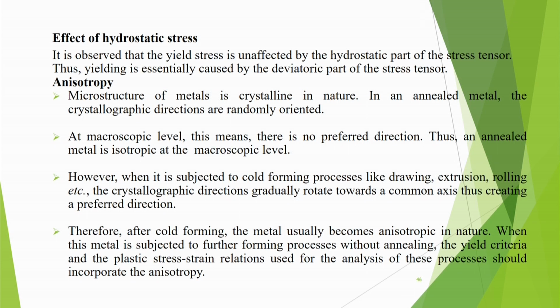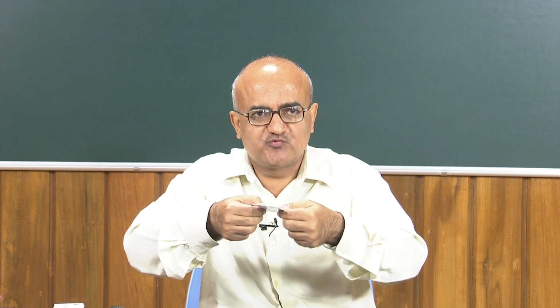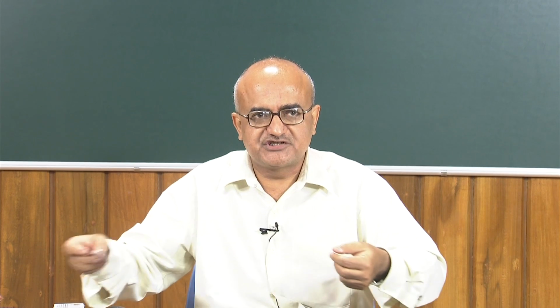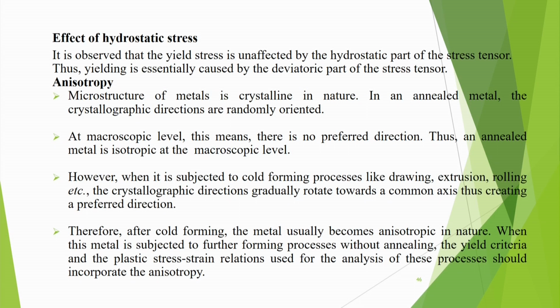Now another phenomenon is anisotropy. If the properties of a material are the same in all directions, then the material is called isotropic material. In isotropic material, properties are the same in all directions. That means if you pull it in this direction or in this direction, the behavior will be the same. It will fracture at the same point load also, but otherwise the materials may be anisotropic also. At the microscopic level, isotropy means there is no preferred direction. Generally an annealed metal is considered isotropic.